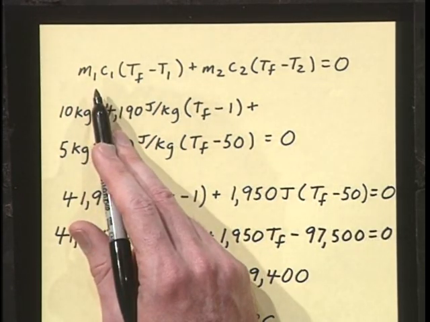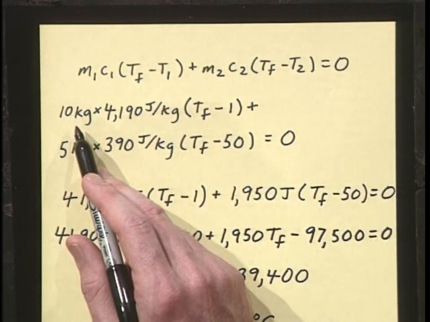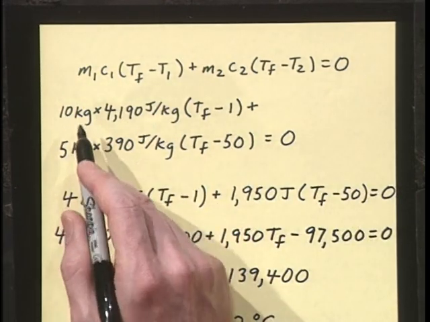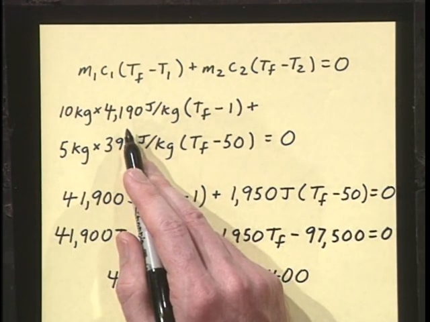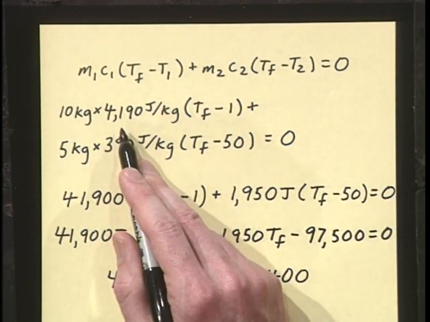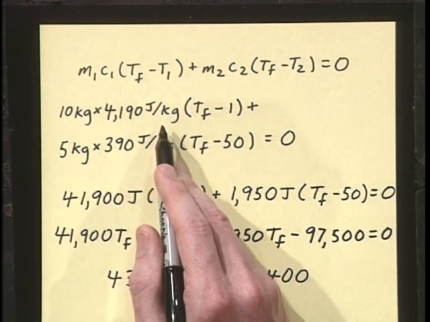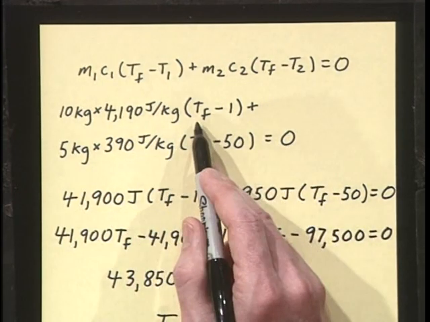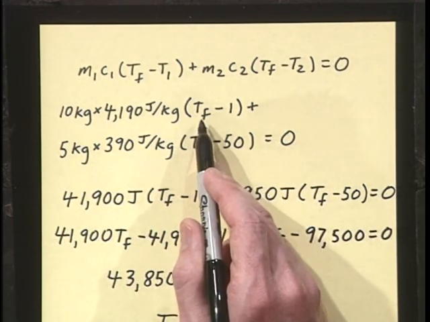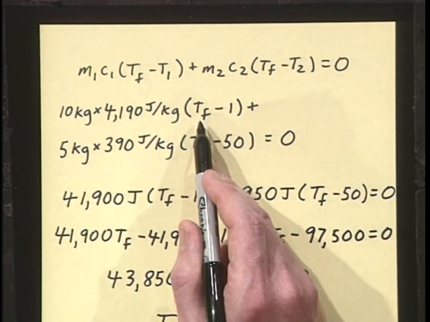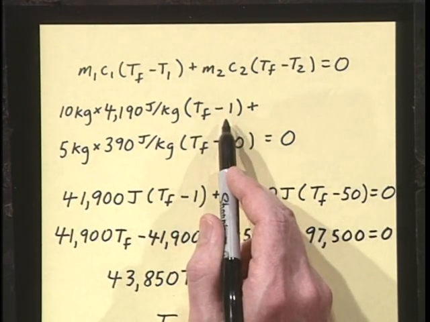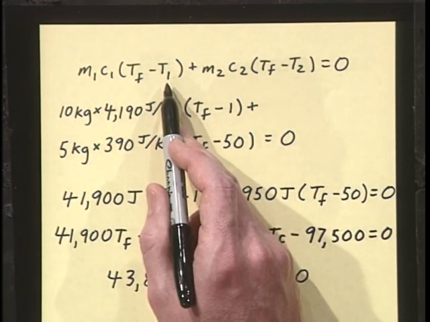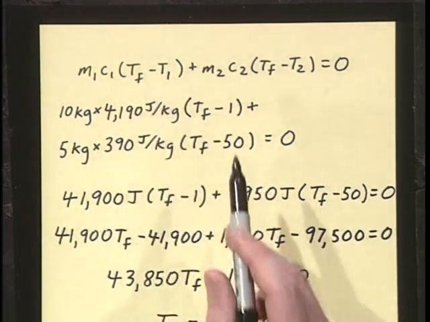First, we'll look at M1 and C1. The M1 was 10 kilograms, and this was the water. We had 10 kilograms of water. The C1, this is the heat capacity of water, which is 4,190 joules per kilogram, and then TF, which is what we're trying to find. This is the temperature at thermal equilibrium, then minus 1, and this 1 comes from the temperature of the water being 1 degree Celsius.